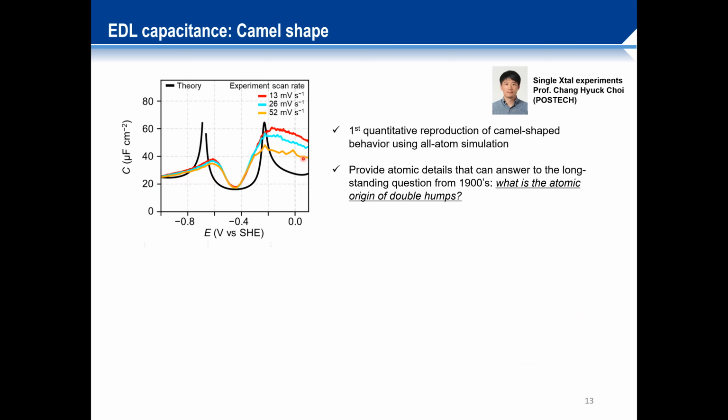I would say that we are the first group who succeeded in reproducing the two-peak behaviors, all from a bottom-up approach with all-atom simulations. We also found that the peak positions are in relatively the right positions and the capacitance values are quite comparable. So this means that we are quite ready to understand the molecular origin of these two peaks.